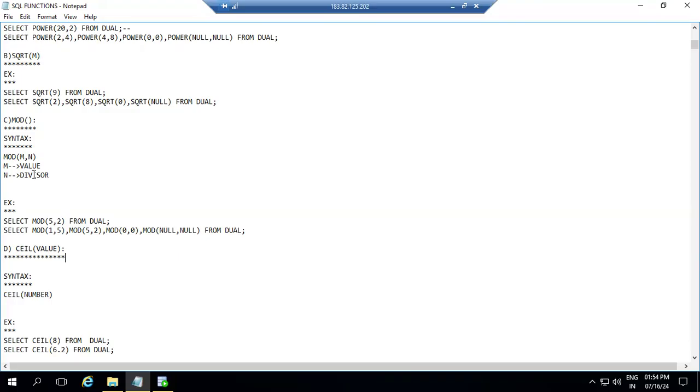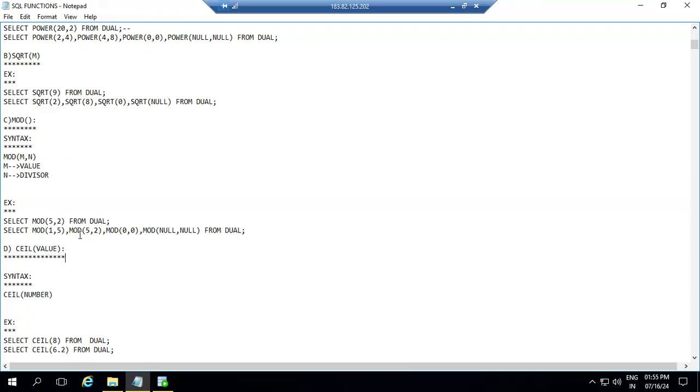Next, we use it to find out whether it's an even number or odd number. Even numbers we know are 2, 4, 6, 8, 10. Odd numbers are 1, 3, 5, 7, 9. So how to find out whether a particular value is an even number or odd number? We use this mod function. So it's MOD(m, n) here. m is the value and n is the divisor.